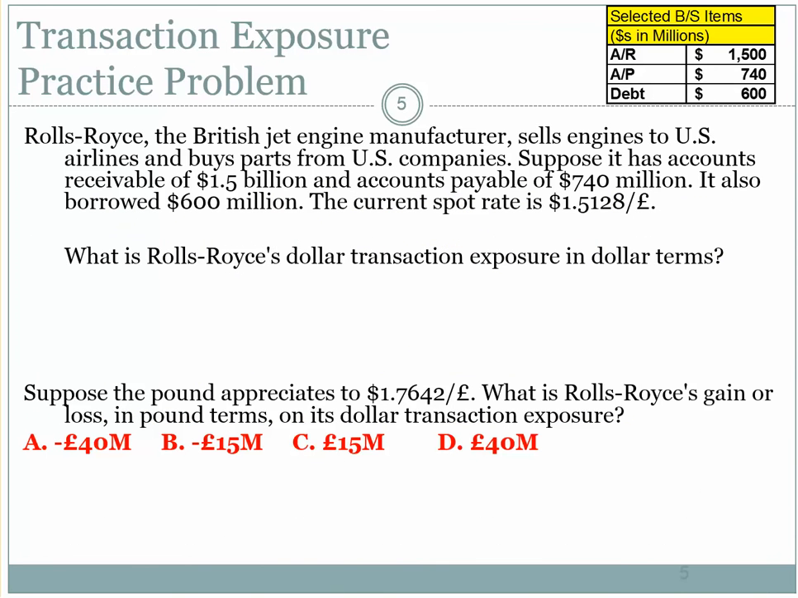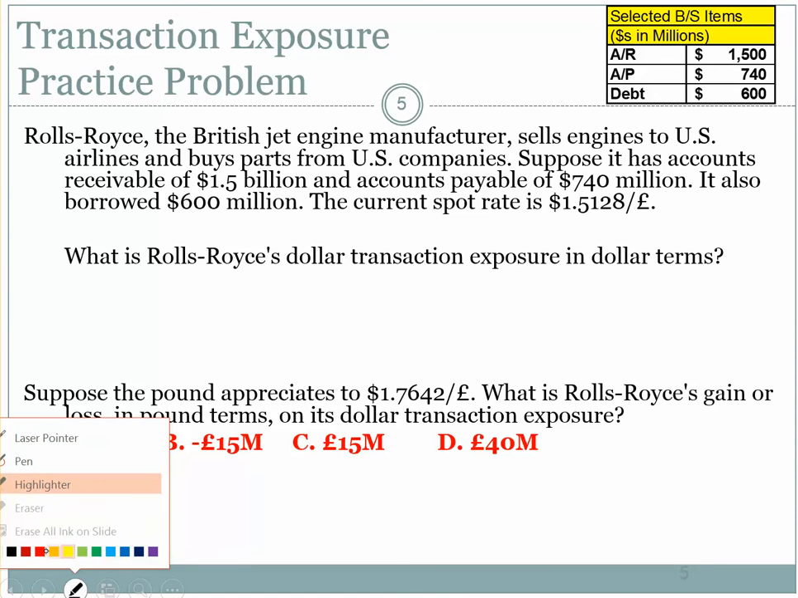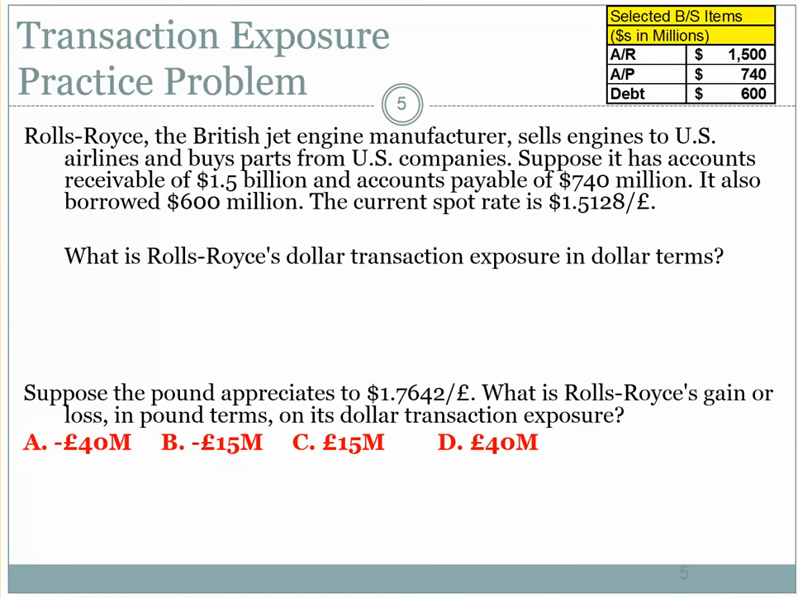Here's a problem that's based on a British firm. So in this example, Rolls-Royce, a British jet engine manufacturer, sells engines to the US and buys parts from US companies. It has accounts receivable of $1.5 billion, accounts payable of $740 million, and it also has debt of $600 million. The current spot price of the pound is 150.128.